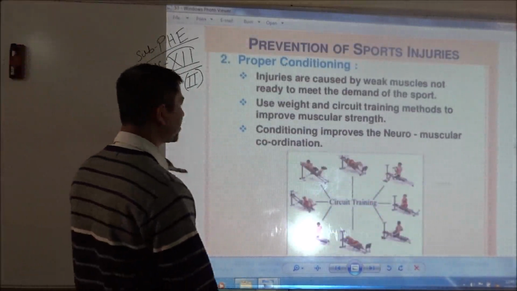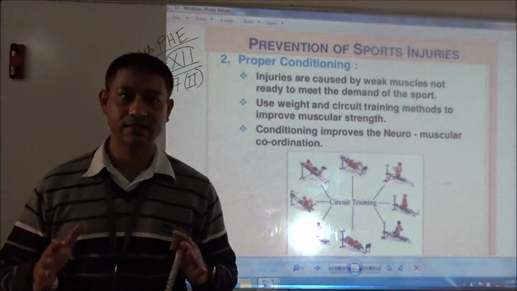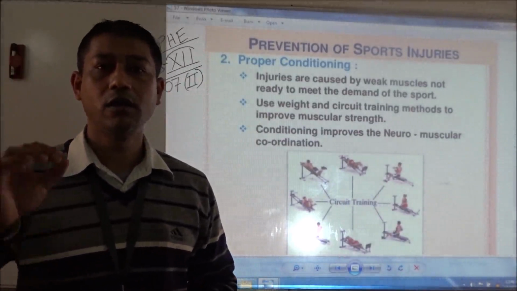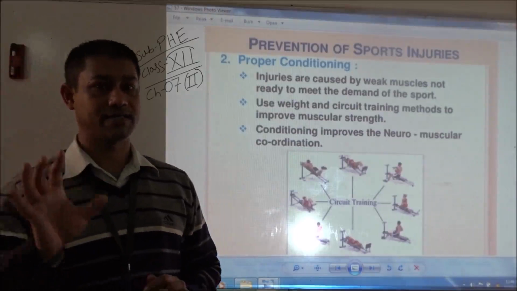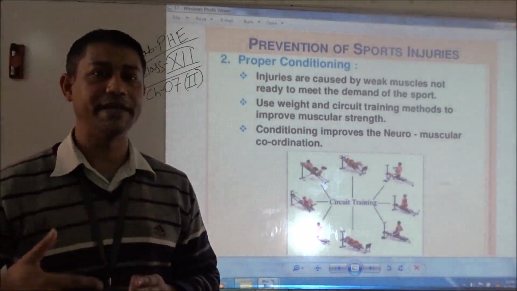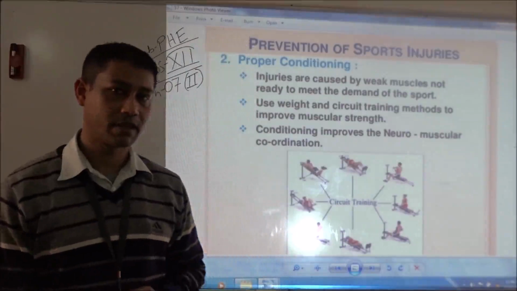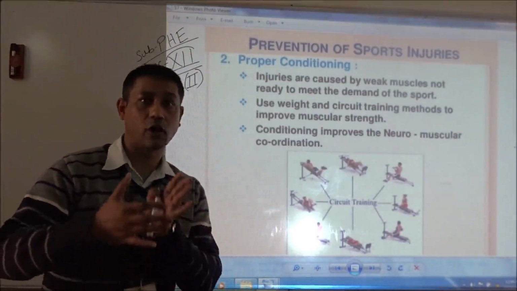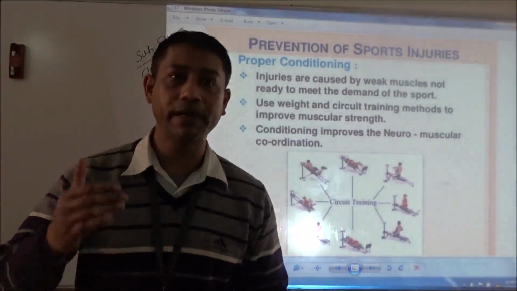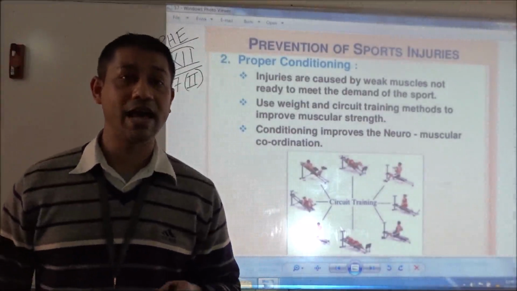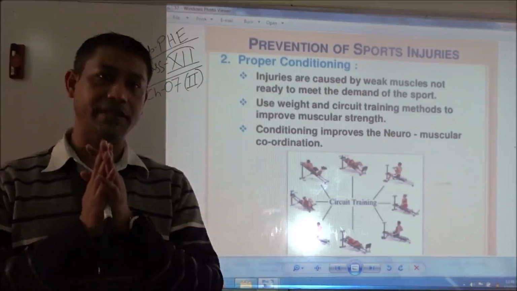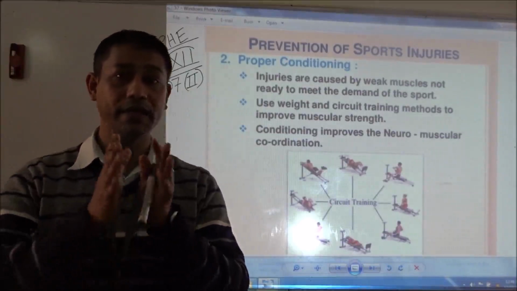Next is proper conditioning. Conditioning exercises are used when we are going for the development of physical fitness components like strength, endurance, speed, flexibility, coordinative abilities. So when we are going to develop these components, a certain set of exercises needs to be practiced, and they are known as conditioning exercises. So proper conditioning exercises need to be practiced.